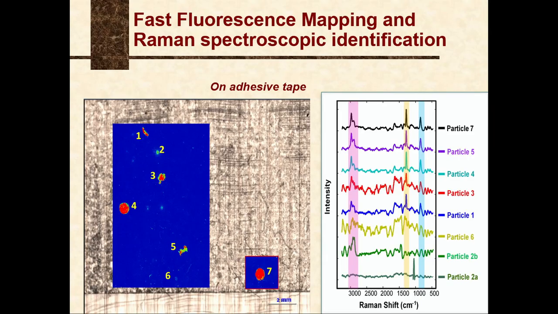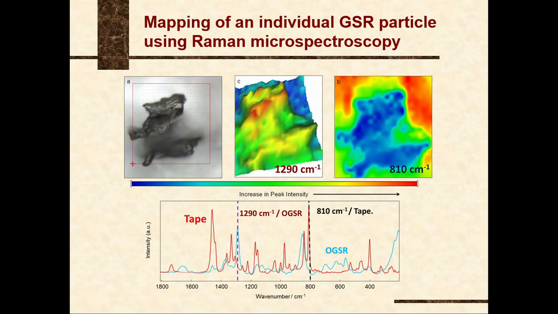Here you can see particles on adhesive tape, which were found using fluorescence mapping. And then for each particle, we measure Raman spectra, and from those spectra, we identify whether it's a gunshot residue or it's an environmental contaminant. And this is just representative of mapping, which we did with Raman spectroscopy, covering the area of the particle. And you see that we have a very good chemical map, which can be used for identification of the particle.